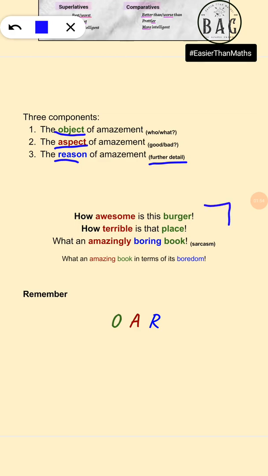Okay, so for example, you've got a couple of sentences over here. How awesome is this burger? Now, what is awesome? It's the burger, right? And is it good or bad? Well, it is good, so it's awesome. Okay, now here a further detail is required: what makes this burger awesome? What is this burger awesome in terms of? Is it awesome in terms of its size, or its content, or is it less spicy or more spicy, or what kind of thing is it that makes this burger awesome for you? Okay, so that comes as the further detail or simply the reason of amazement.